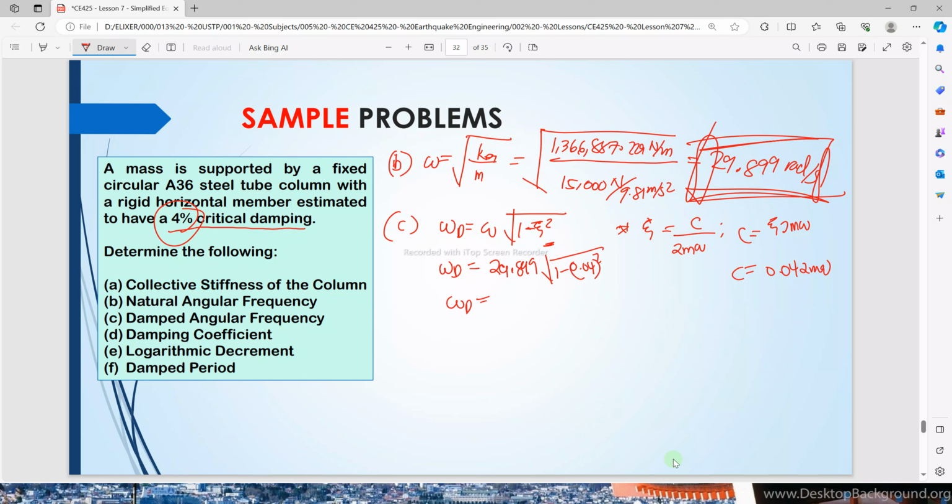And then we have the damped angular frequency equal to 29.875 radians per second.